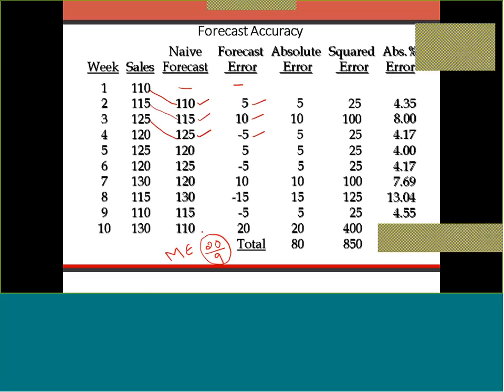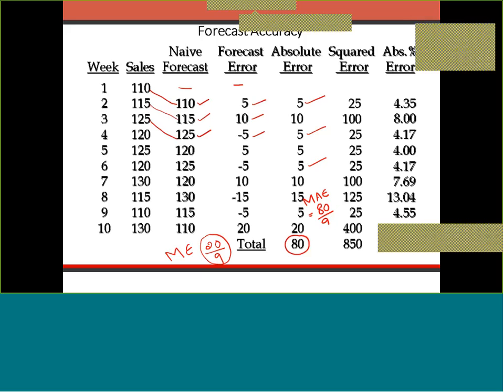Similarly, absolute error means what? Just take the mod of the error. So 5, here also 5, here also 5. Everything we took mod. So total is 80. How do you calculate mean absolute error? Mean absolute error is sum of the absolute errors by 9. No, it's the 9. We don't have a first observation forecast. Please remember.